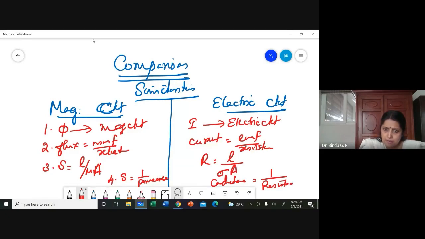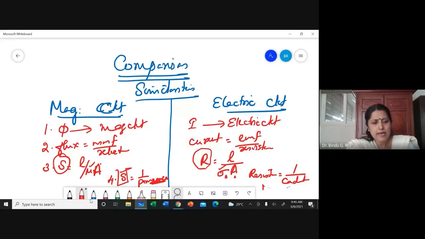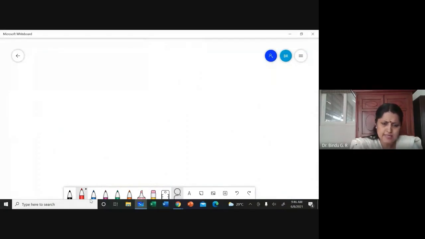I am not speaking about conductivity or permeability. Permeance is different. Remember, resistance is different. Conductance is equal to 1 by resistance, or resistance is equal to 1 by conductance. That is how it should be written, I think. Because I have written reluctance here. Any more similarities? These are the similarities. Let us not waste time on these things.